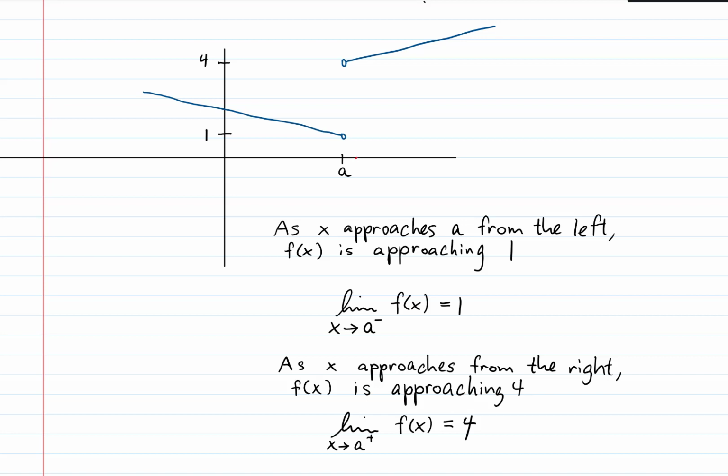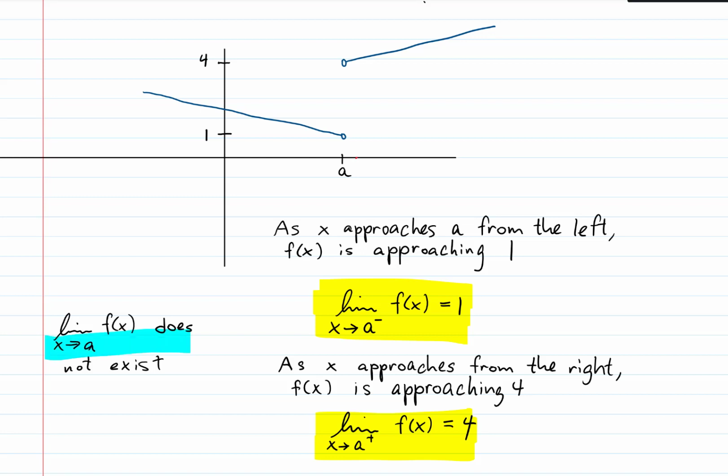Now, the limit of f of x as x approaches a does not exist in this particular case. Because there is not one value that the function is approaching as x approaches a. There's actually two different values. Okay, and these are called one-sided limits. This is just called a limit.